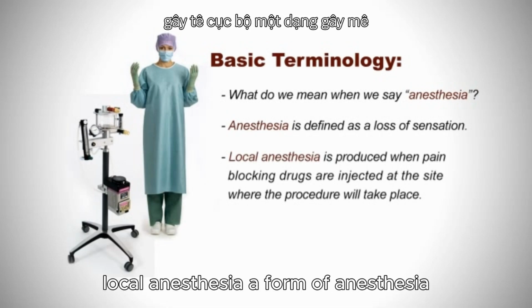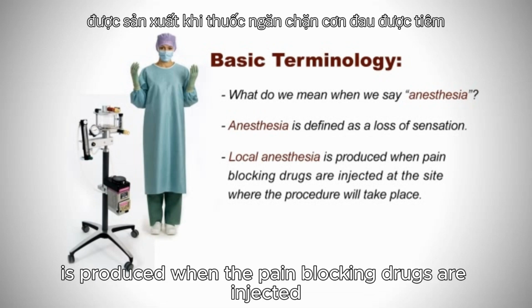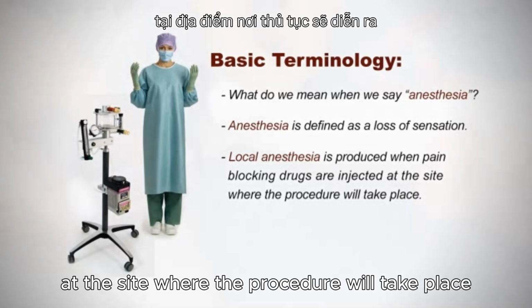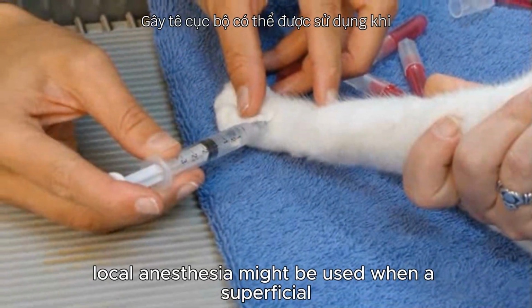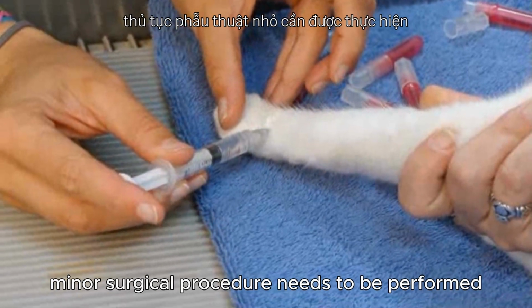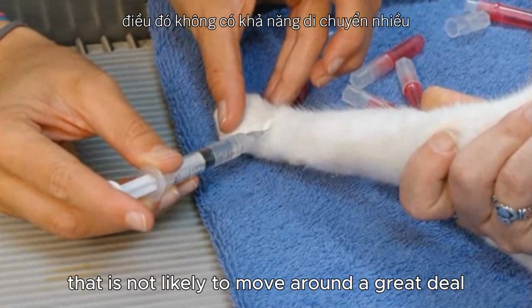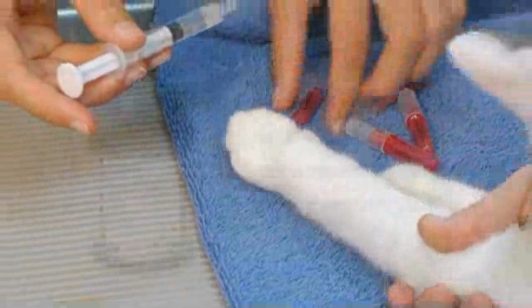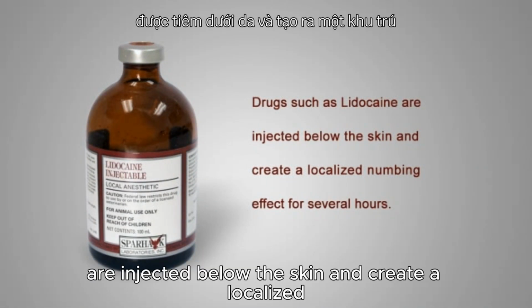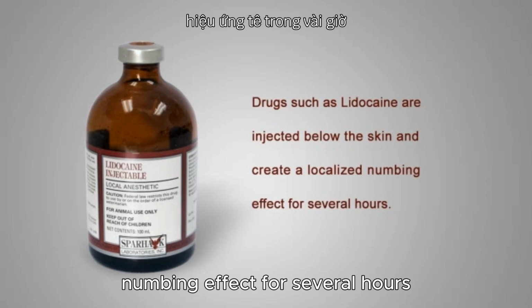Local anesthesia, a form of anesthesia, is produced when pain-blocking drugs are injected at the site where the procedure will take place. Local anesthesia might be used when a superficial or localized minor surgical procedure needs to be performed on a patient that is not likely to move around a great deal. Drugs such as lidocaine are injected below the skin and create a localized numbing effect for several hours.